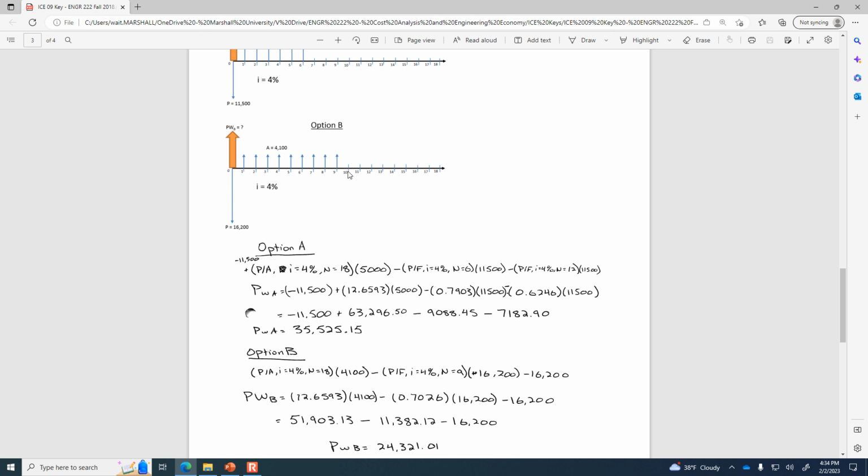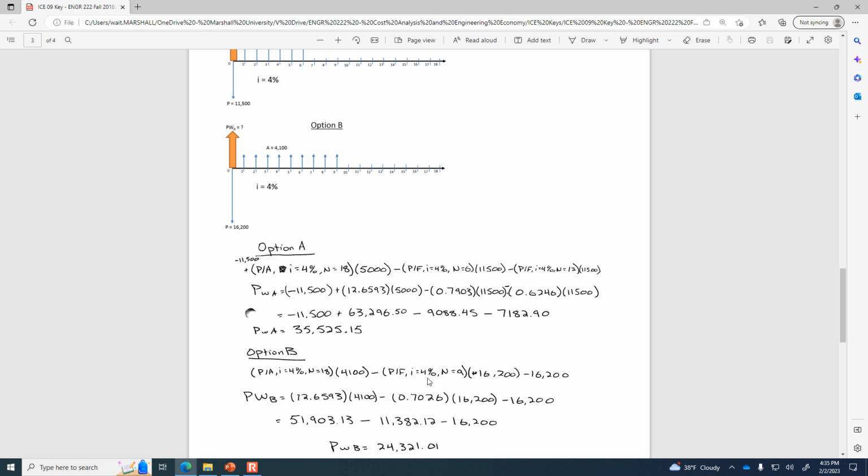So it's not in year 10. We need to make sure it's an unbroken stream of revenue through the entirety of the study period, because that's what it takes in order to have the item in service during the entire 18 years. So we have to purchase it in year 9, and so we use that discount factor of 0.7026. And option B is 24,321.